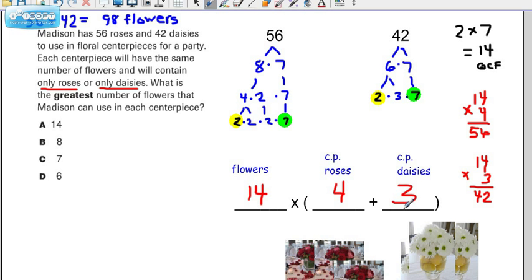And now we have to make sure that we're talking about the same number of flowers here. Now remember, we started out with 98 flowers, and we still have to have 98 flowers, because remember, this means 14 times 4 is 56, 14 times 3 is 42.